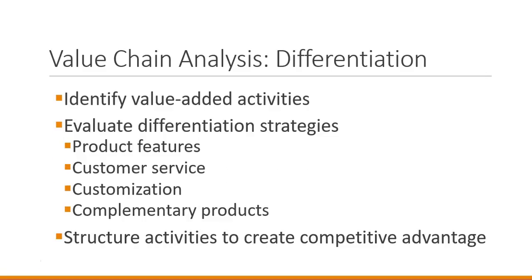From the differentiation strategy perspective, our value chain analysis begins with identifying value-added activities. What are we doing that allows us to operate effectively as a differentiator? To differentiate, you need to do something that, as the word implies, is different, that somebody else isn't doing. So we want to identify what those activities are, and specifically what are the activities we're doing that the customer sees as adding value, that the customer sees as worth paying a higher price for.